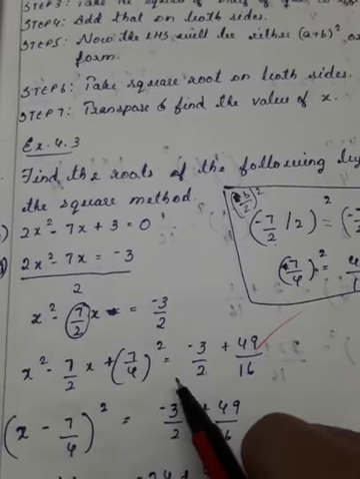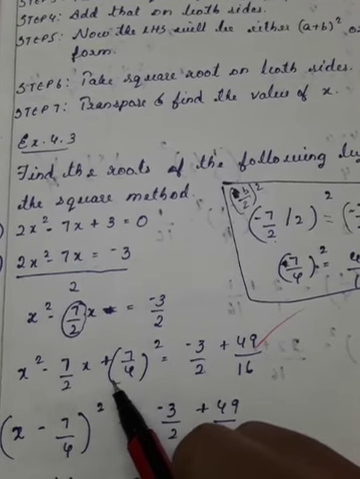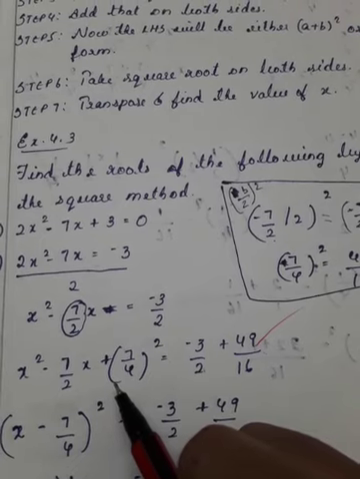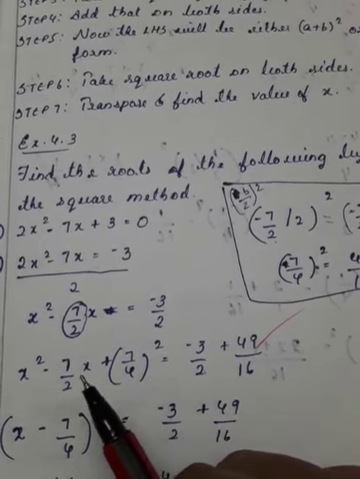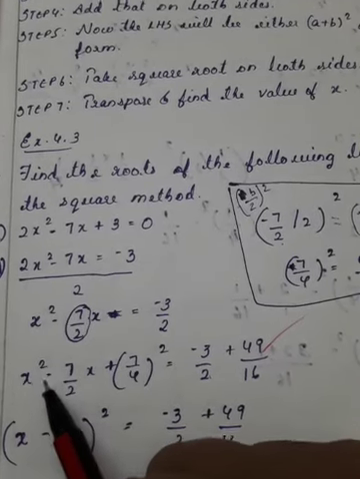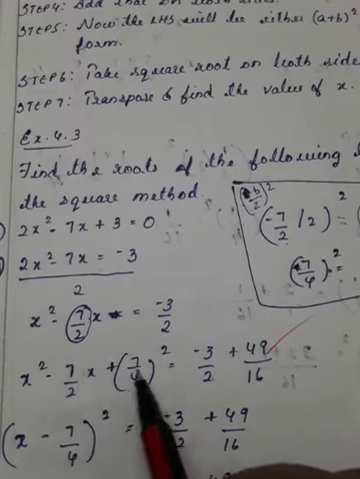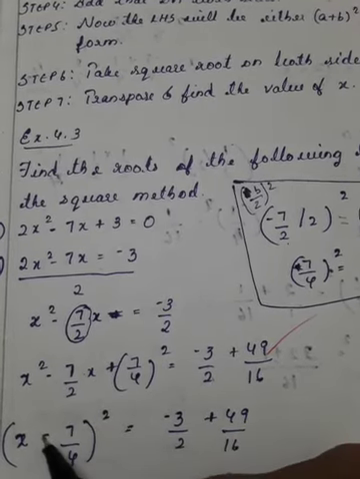The next step is that we should get the LHS in the form (a + b)² or (a − b)². It should be like that. So here it is a² − 2ab + b². Here the minus means it is in the form of (a − b)².